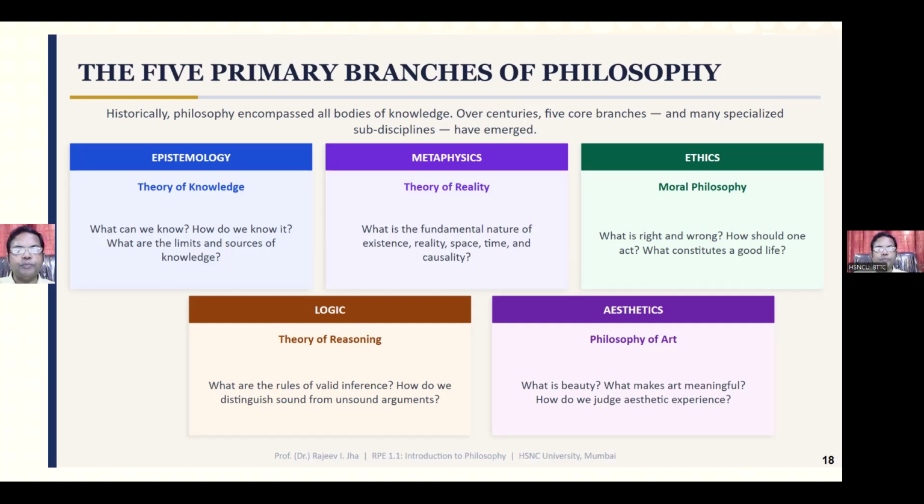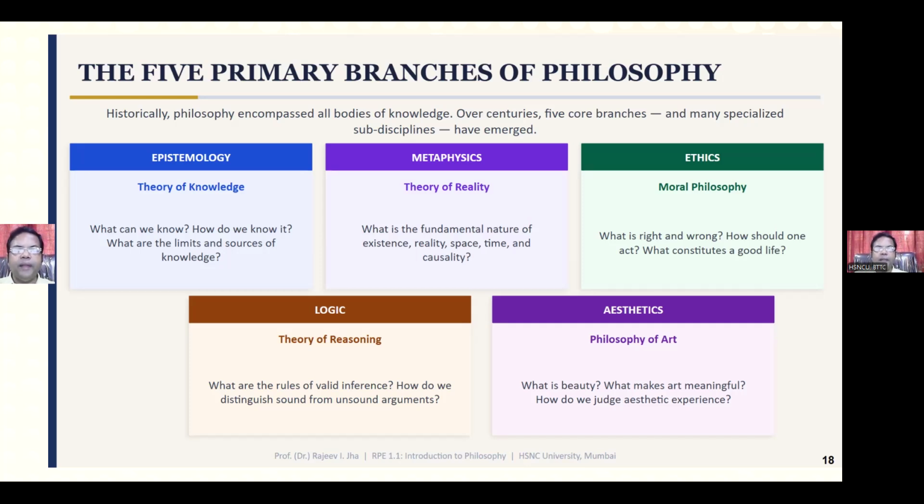Notice that each branch corresponds to a fundamental question every researcher must implicitly answer. Epistemology: what counts as valid knowledge in my field? Metaphysics: what entities am I assuming to be real? Ethics: what obligations do I have to my participants, my data, and my discipline? Logic: are my arguments valid? Aesthetics: how do I present my work with clarity and elegance?